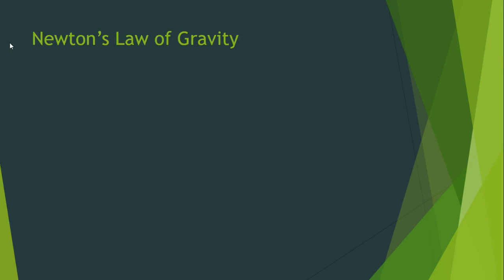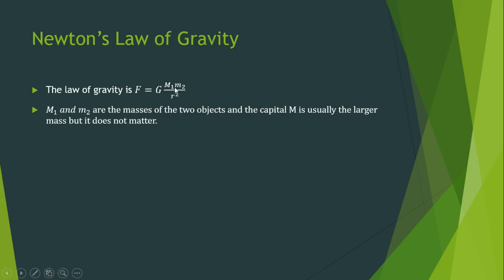So, Newton's law of gravity first is this formula. The force of gravity equals big G times m1, m2 over r squared, which is the distance between. And so m1 and m2 are just the masses of the two objects, and remember, gravity is all about the attraction between two masses, and if something has a mass, it has gravity. Even though it might be a small amount, everything has gravity as long as it has mass.